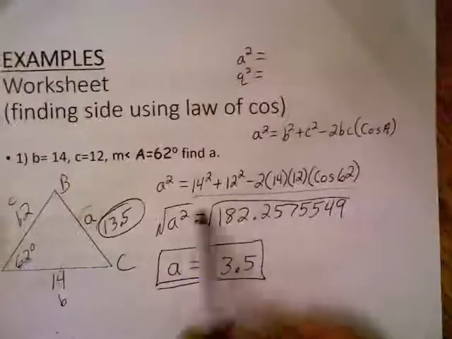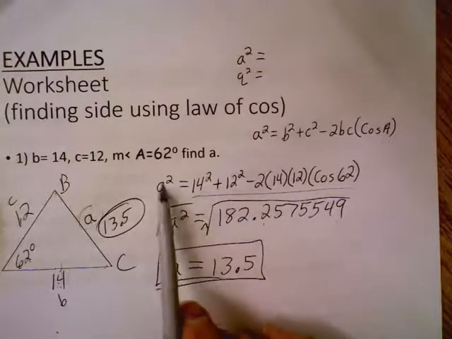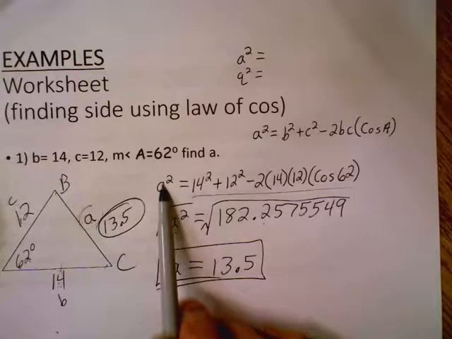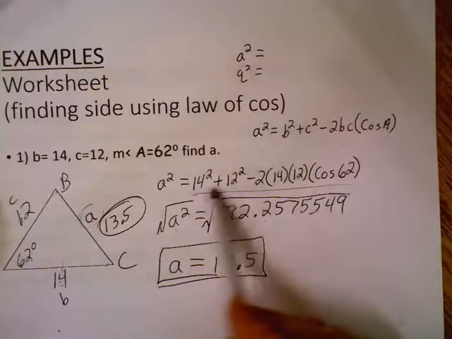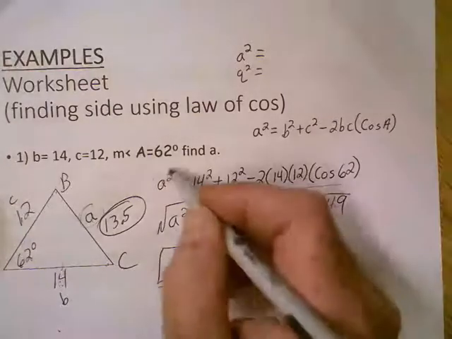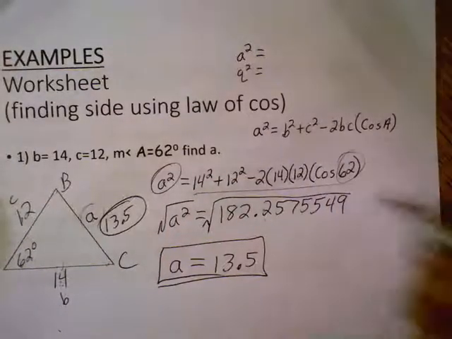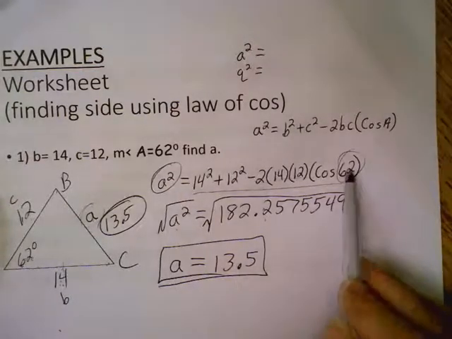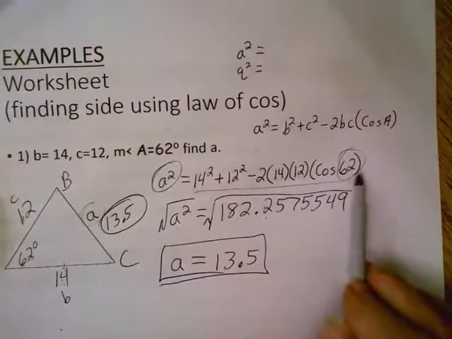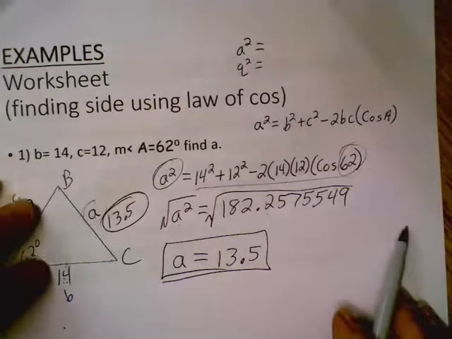Again, you're going to plug into this formula. The side you're looking for has to be over here on the left, all by itself. You're never going to have a variable in here anywhere. Your variable is always going to be either here or there. If you're looking for a side, it's going to be there. On the next one, we're looking for an angle, so our variable is going to be down here, and that's a little more difficult.